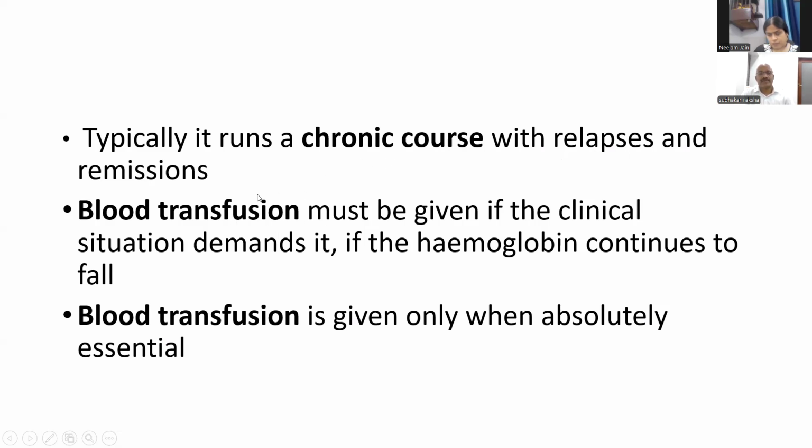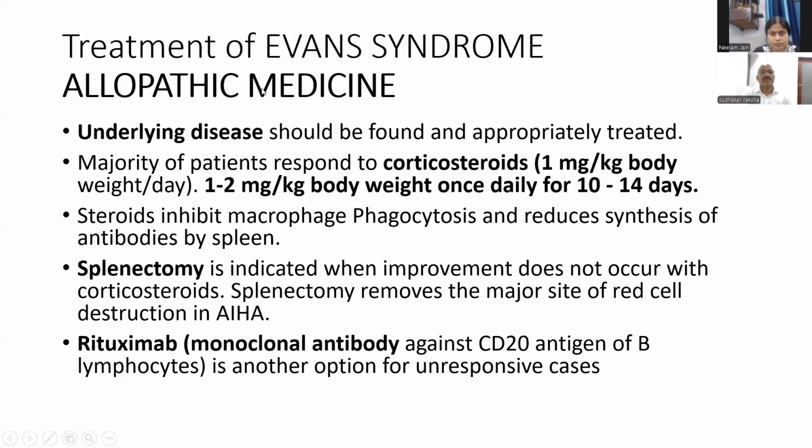So the treatment: blood transfusion is given only when it is absolutely essential, when the hemoglobin is below 6. Between 6 and 10 grams per deciliter, oral medications or intravenous iron can be used. Blood transfusion is planned only when it is absolutely necessary and when the hemoglobin is below 6 grams per deciliter. So this is the allopathic treatment.